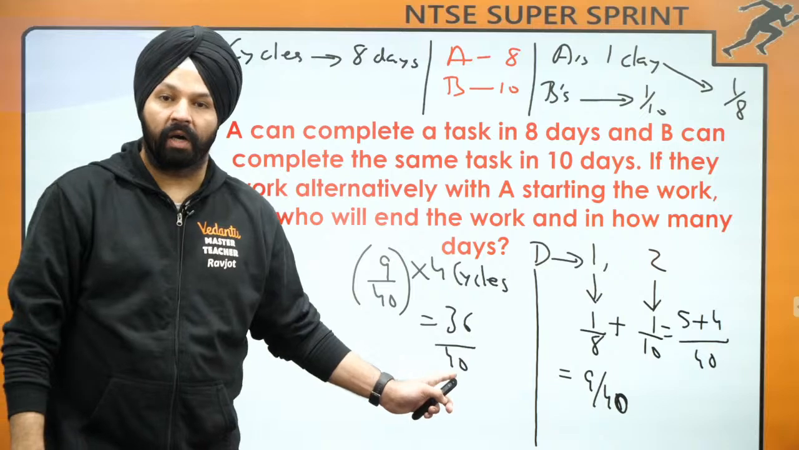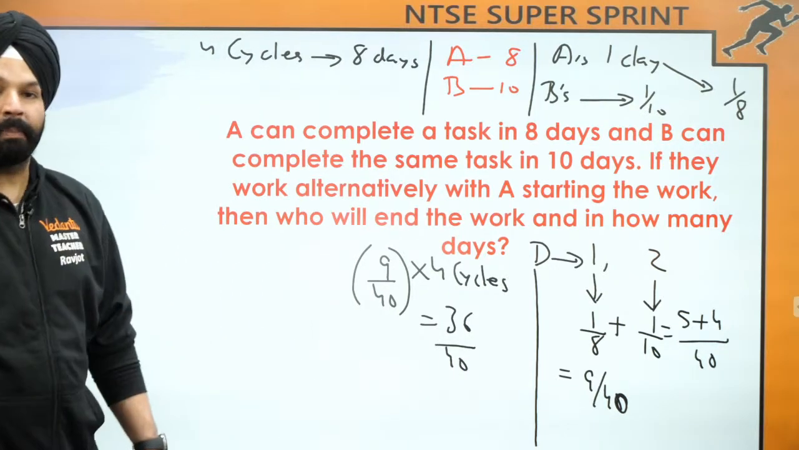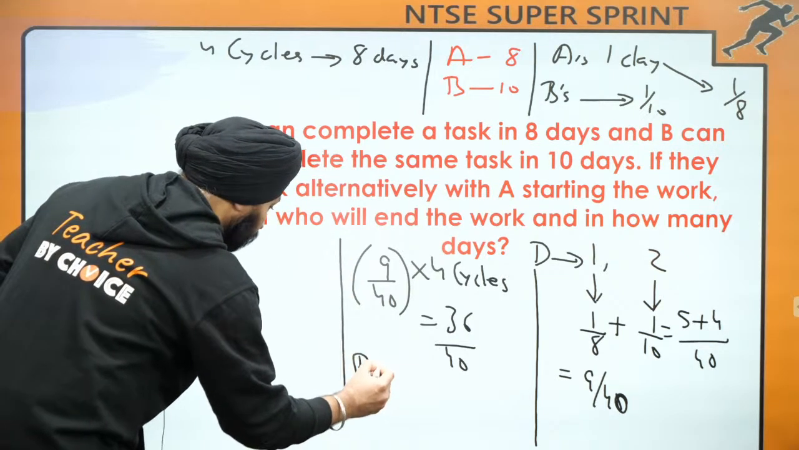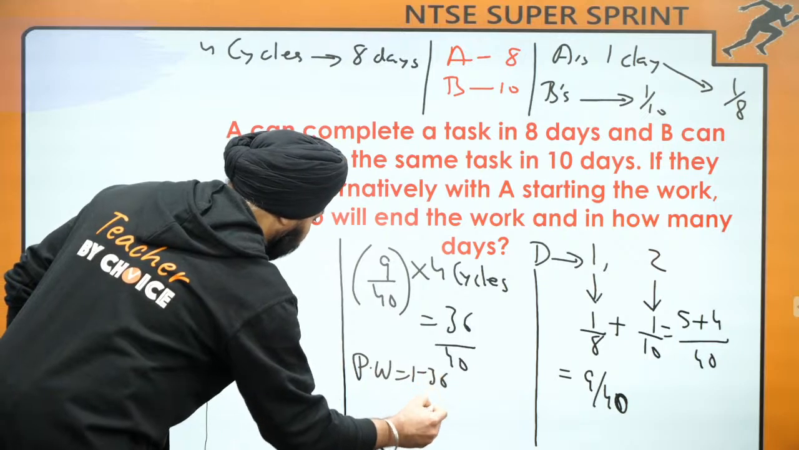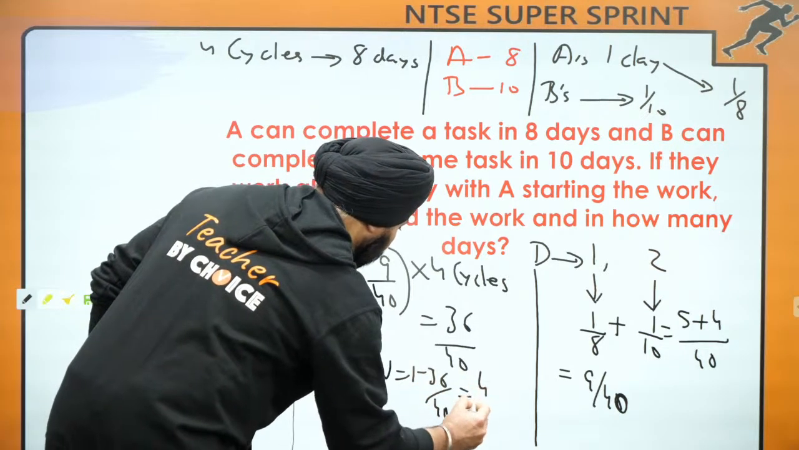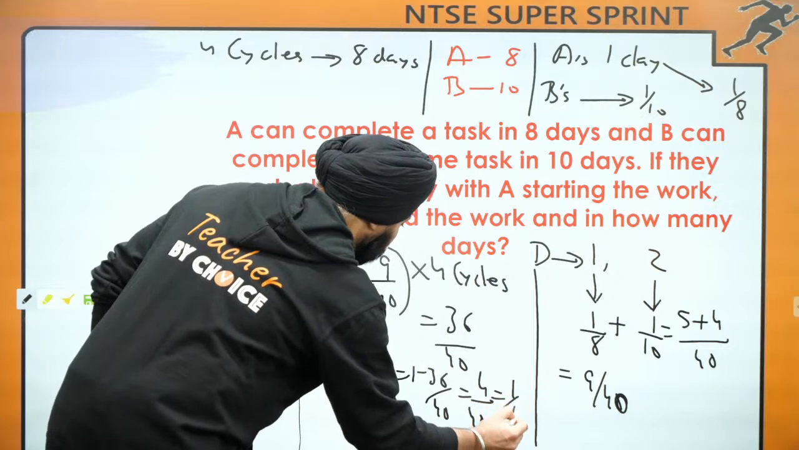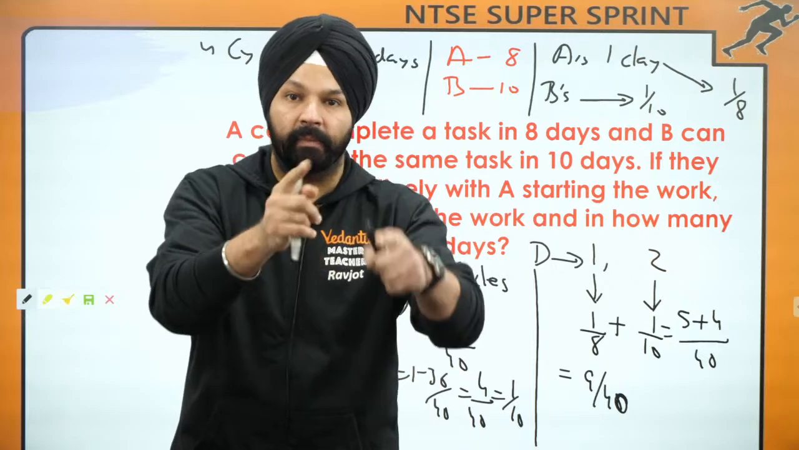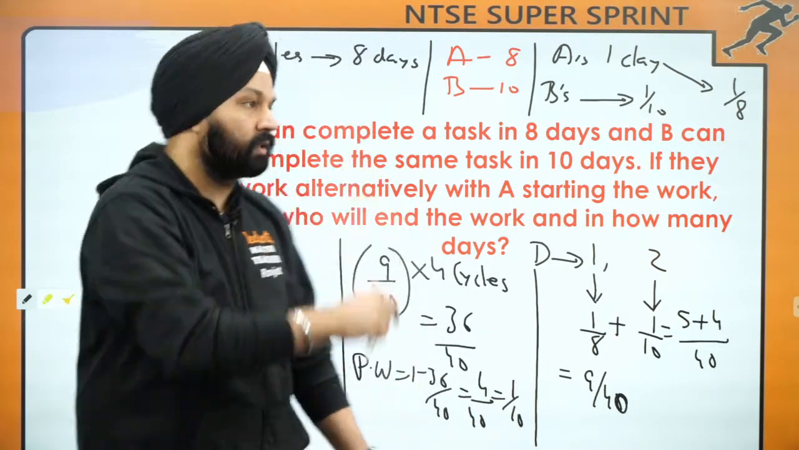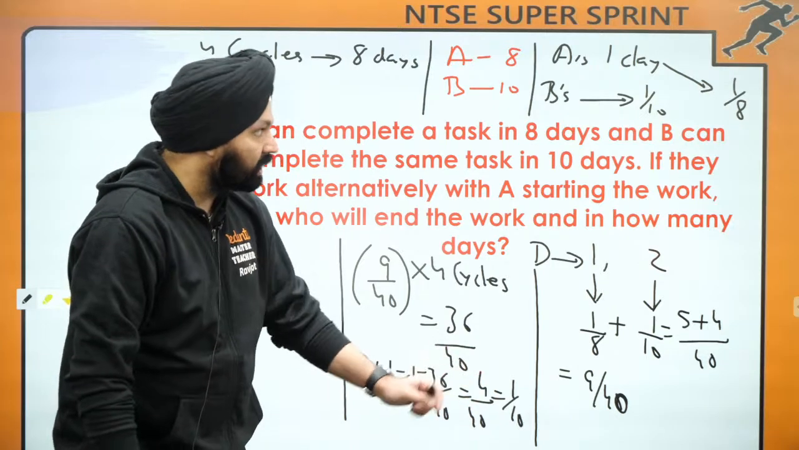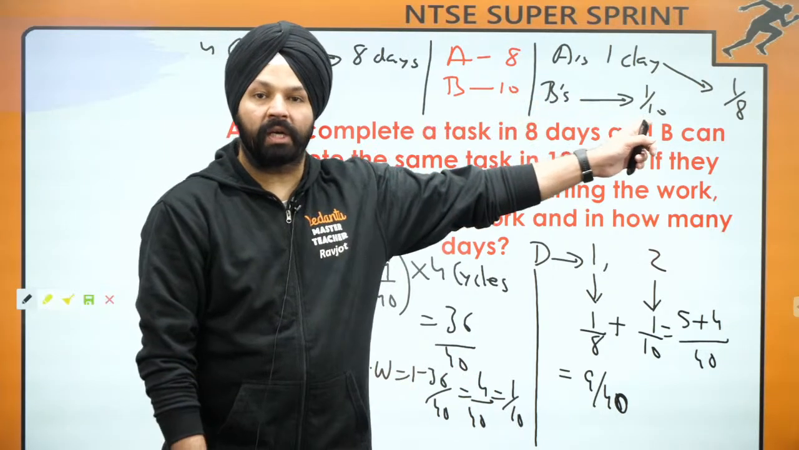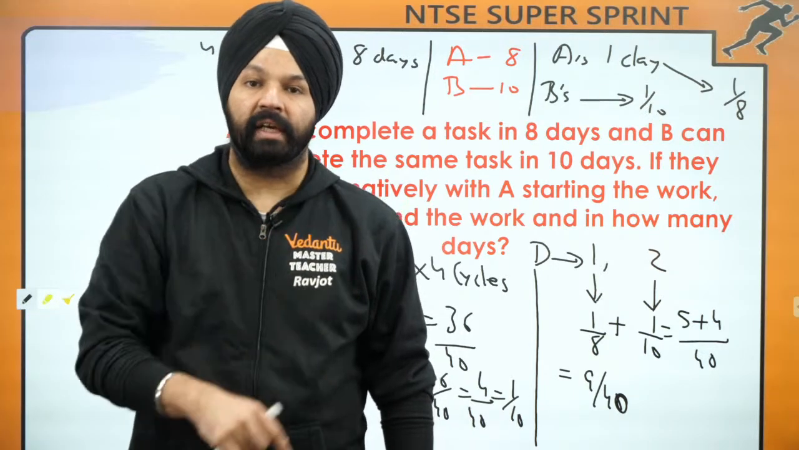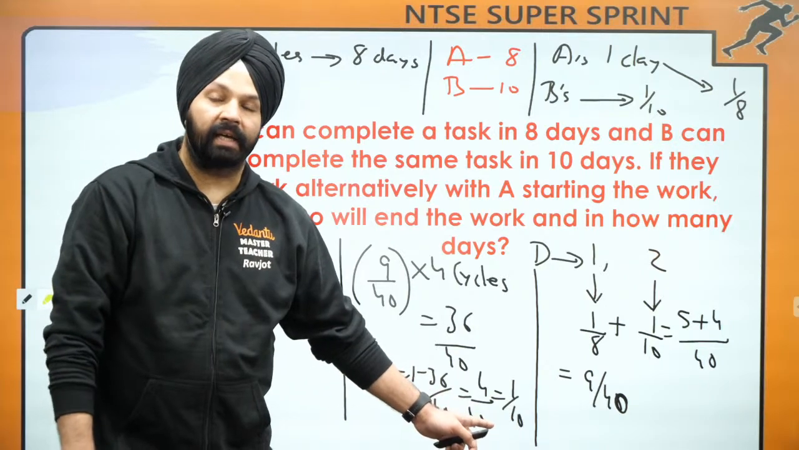Work अभी भी पूरा नहीं हुआ. So what is the pending work? 1 minus 36/40. So that is 4/40. That is 1/10. Now whose turn is this? A, B. 8 days gone. Whose turn is this? A's turn. A की टर्न है. वर्क कितना बचा है? 1/10. और A एक दिन में कितना वर्क करता है? 1/8. तो पहले मुझे यह बताइए, क्या A इस वर्क को फिनिश कर सकता है अगले एक दिन में?